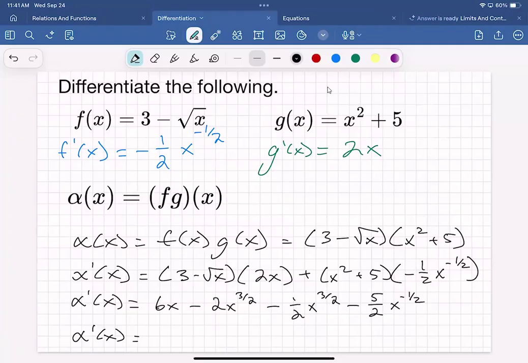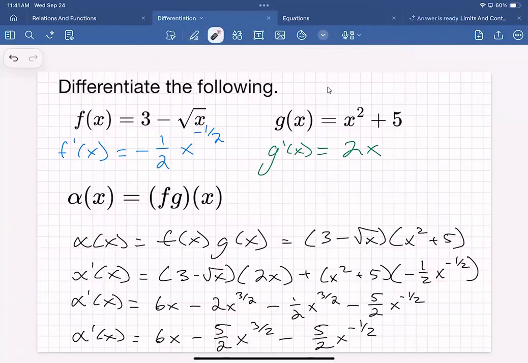As far as simplifying this one though, we would have 6x minus, sorry, minus 5/2 x to the 3/2 minus 5/2 x to the -1/2. One thing I would double check, like as I look through my work right now, is that like, hey, this was a -1/2. I'm supposed to have negatives on both of those. Okay, that's definitely something to watch for. As you saw in my previous problem, I had to double check because I didn't distribute the negative properly on the quotient rule.